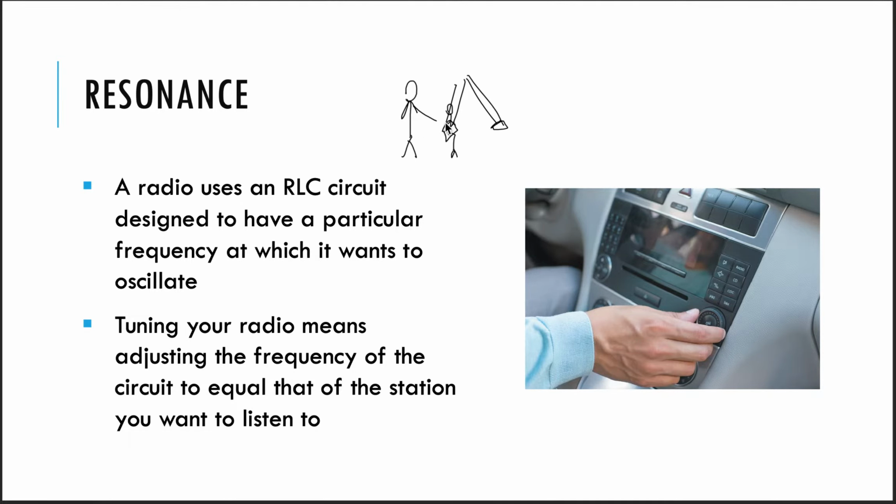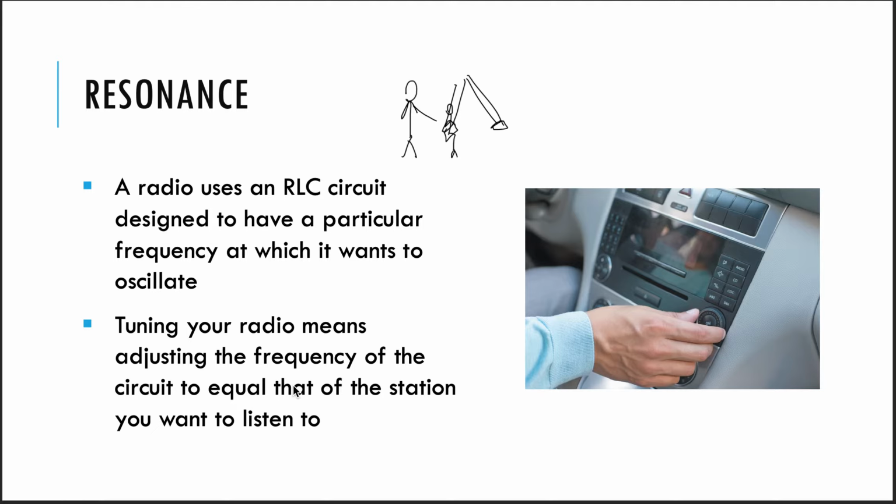So this is how I like to think of resonant frequency. There's a certain frequency in your circuit that allows it to resonate. It allows, in this case, a maximum current to occur in the circuit. You can think of that as the frequency of the push here that allows a maximum amplitude. So when you tune your radio, you're adjusting the frequency of the circuit to equal that of the station that you want to listen to.